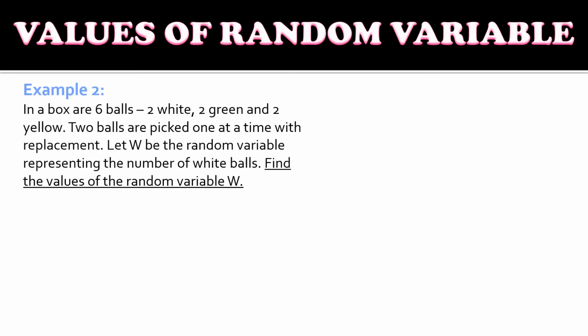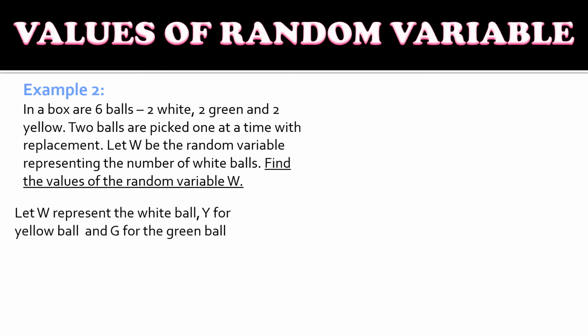Example number 2. In a box, there are 6 balls: 2 white, 2 green, and 2 yellow. 2 balls are picked one at a time with replacement. Let W be the random variable representing the number of white balls. Find the values of the random variable W. Again, first we have to list all the possible outcomes. So we have white for the first draw and then white on the second draw.